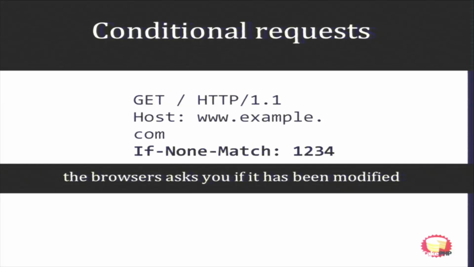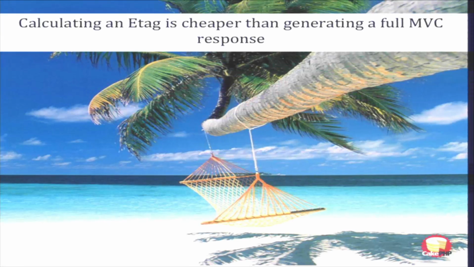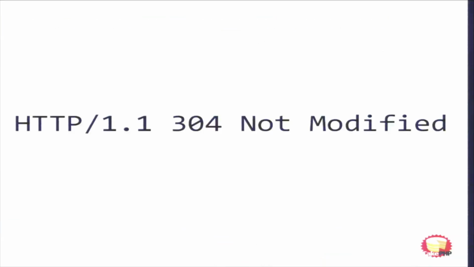Good. Then the browser makes the same request a second time and asks, has it been modified? And you can just say no, 304. Because the thing is, you just have to calculate an ETag. You don't have to make database queries to render the view and bootstrap all of your framework, okay? You just calculate the ETag with the minimum amount of code that you need to, and see if it matches or not. And then you can just say 304 Not Modified, just use what you have in cache.